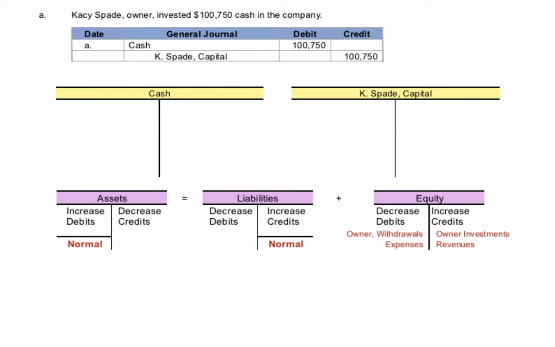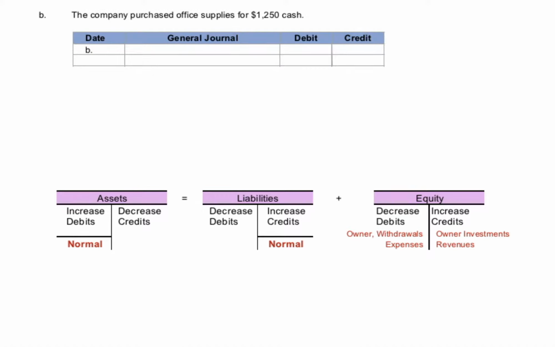Obviously, if we then took the effect of this journal entry and put it into the appropriate T charts or T accounts, it would just be $100,750 on the left side of the cash account, and the same amount on the right side, K Spade Capital. Everybody with me? Okay. All right, next transaction: company purchased office supplies for $1,250 cash.